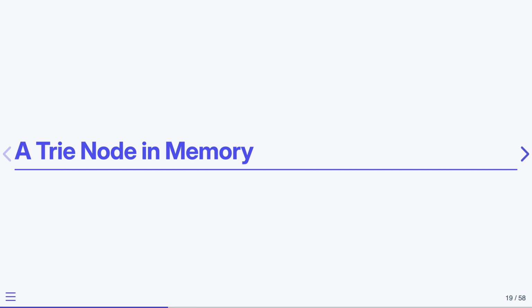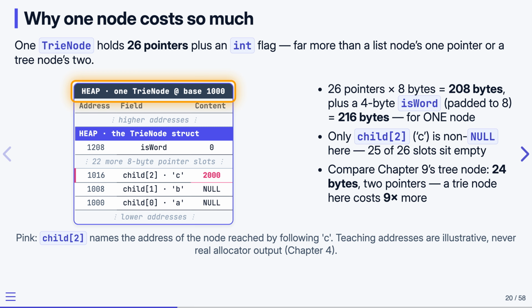Now let's see what a single trie node looks like in memory. You will see why one node is surprisingly expensive. Let's look at one trie node in the heap. It holds 26 pointers, one for each letter, plus a small integer flag. That is far more than a list node with one pointer or a tree node with two.